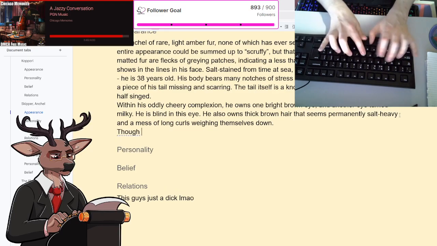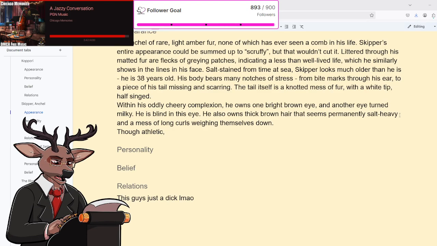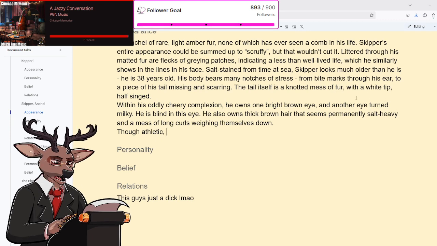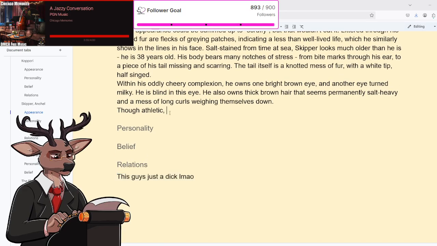Goodbye, camera. Goodbye, everybody say goodbye, camera. I'm still giggling about this. I just keep reading it.